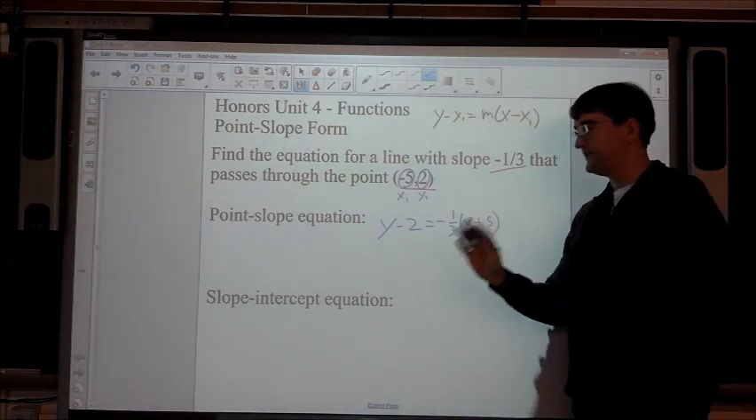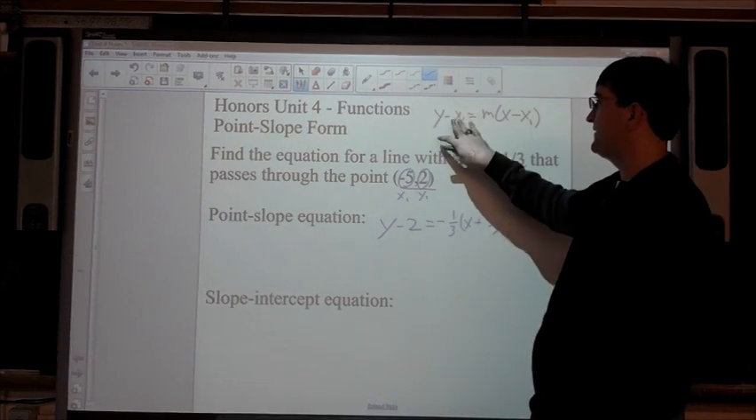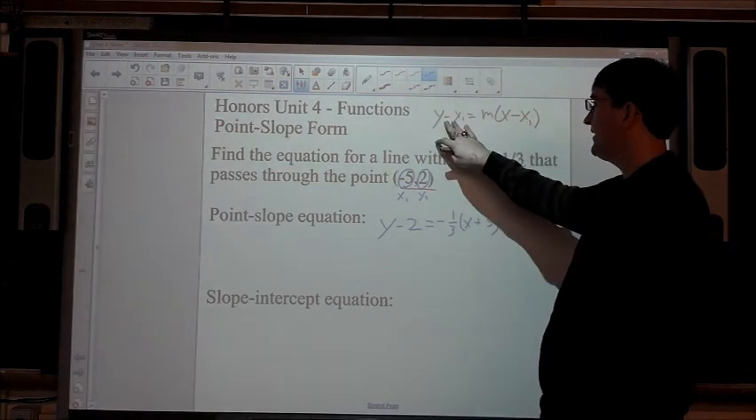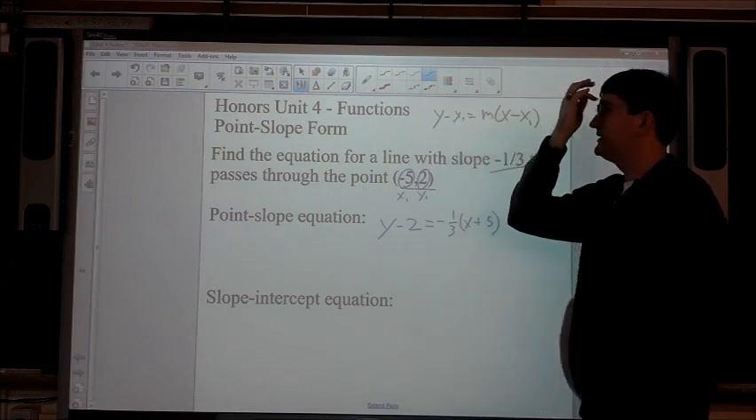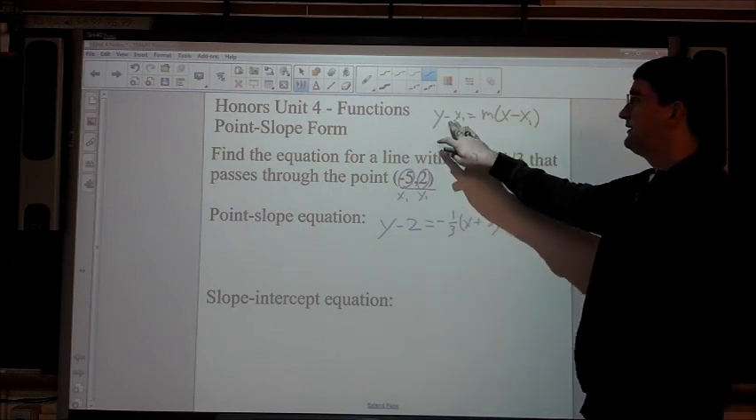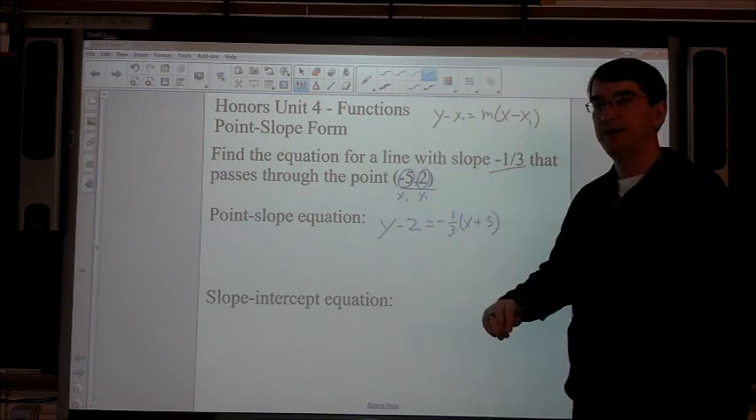Be careful of the signs. It is important to remember that by default, we switch the signs. In the actual form, the format here, we do have subtraction signs in there. So you have to change the sign of whatever number you're plugging in.